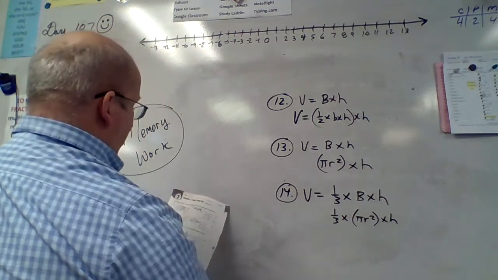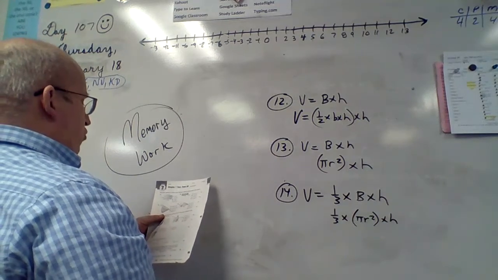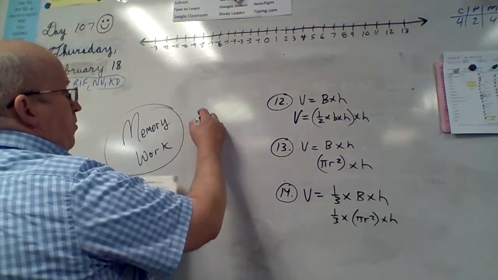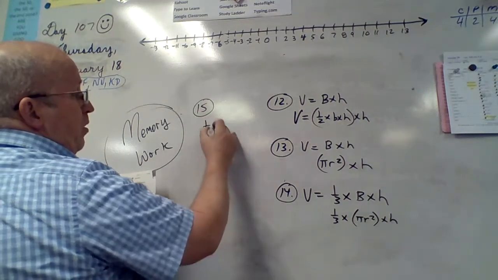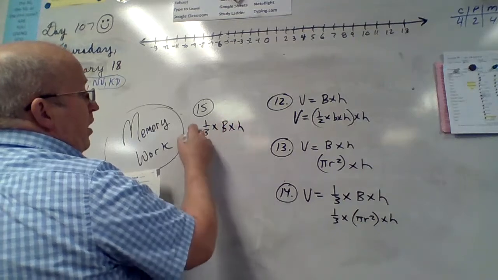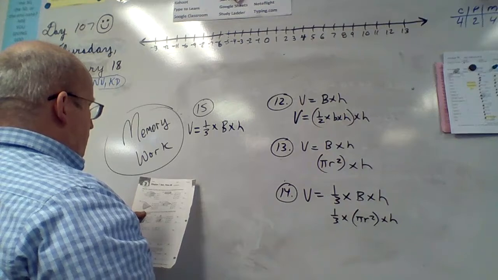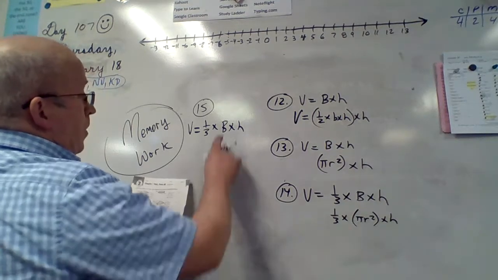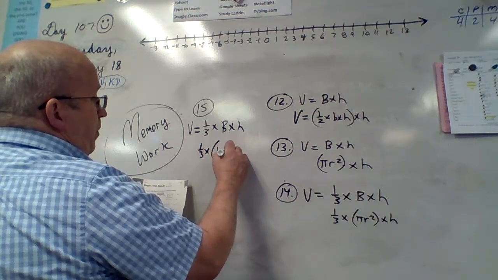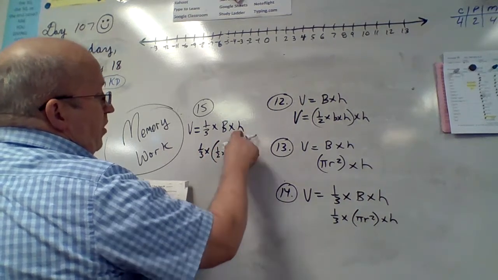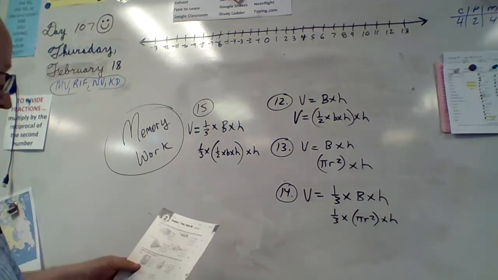Okay. What about 15? That's a triangular pyramid, right? So again, for number 15, since it's the volume of a pyramid, we're starting off with 1/3 times capital B times H. But we're going to have to change that B, aren't we? It's going to end up being 1/2 times base times height times the height of the pyramid there. So 15 changes to that formula.